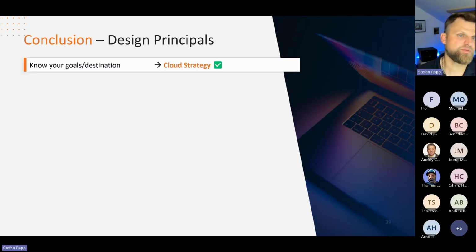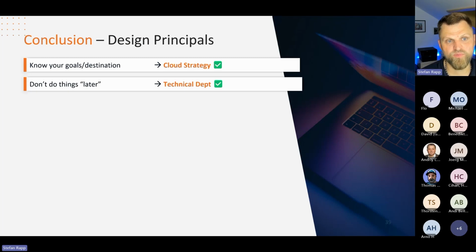Conclusion, that's my last slide. As I already said, know your goals, your destinations, have a cloud strategy in place, so you know where you want to go. We talked about don't do things later, like governance. Yeah, we do it later. Strategy. Yeah, we know, but we're going to do it later. Don't do it. I mean, be aware of that. You need a strategy right from the beginning, and you need an Azure governance concept in place on your tenant before you shift any workloads to the cloud.